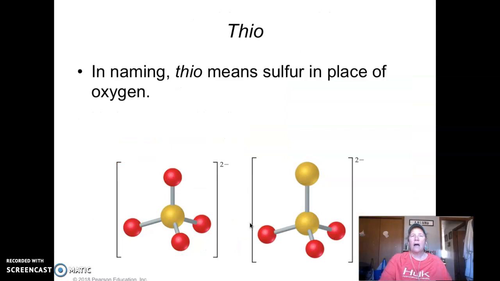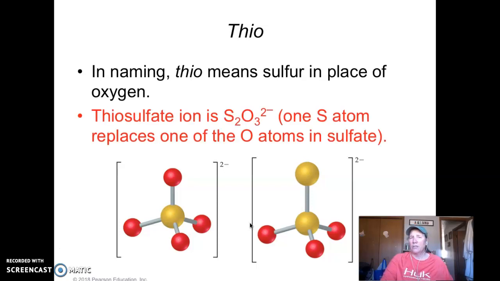Okay. There's a thing with sulfur, you'll see thiosulfates, thiocyanate, something like that. They use that. It means that sulfur has replaced oxygen. So the thiosulfate ion is S2O3 and it has a -2 charge.